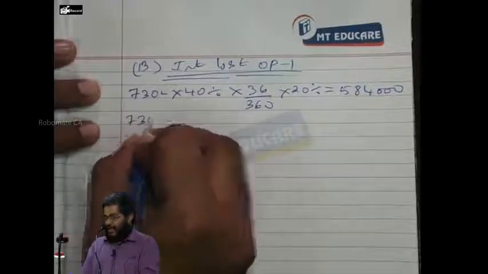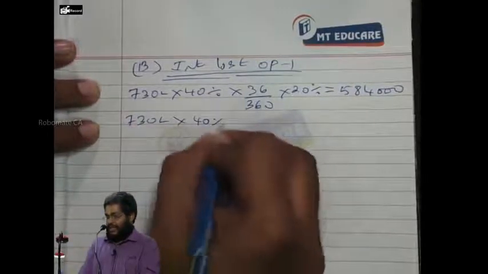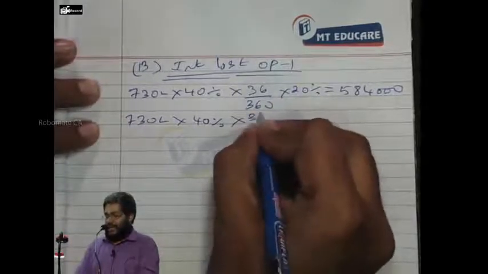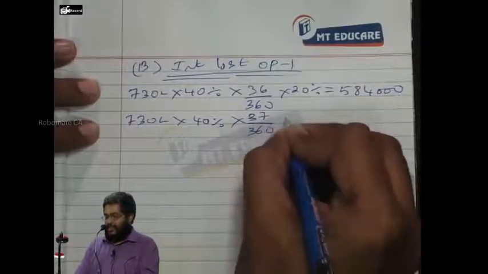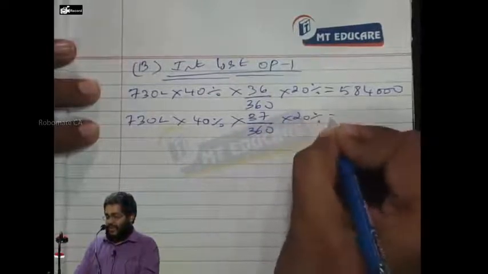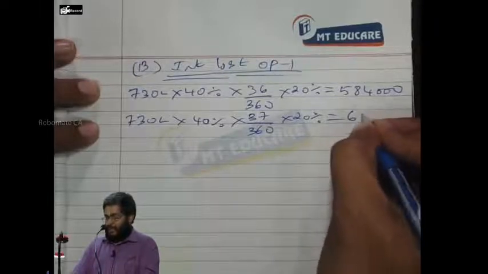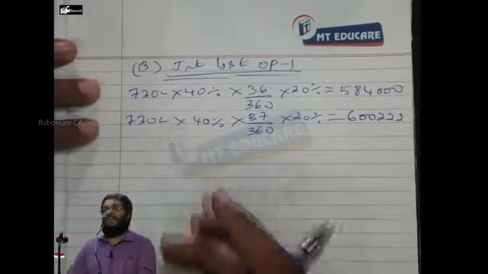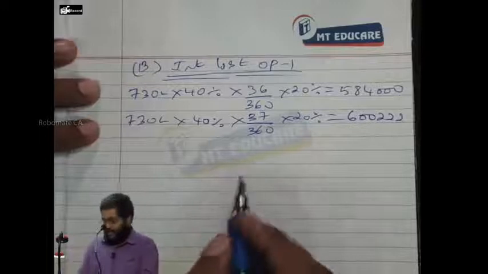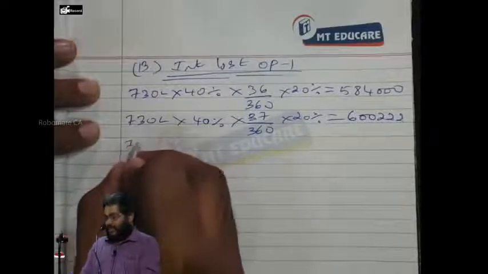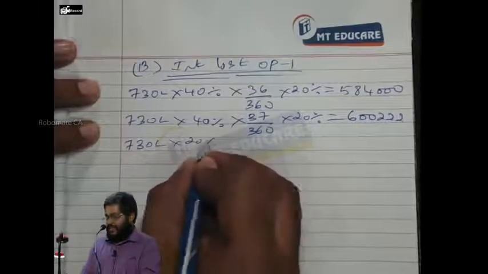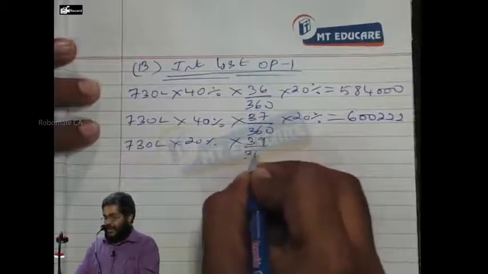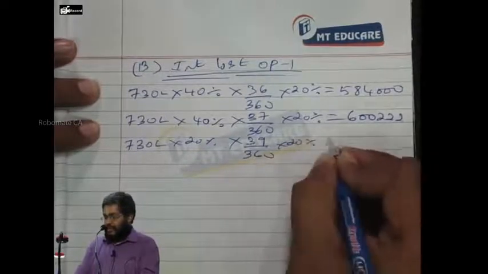For another 40% of the sales, 730 lakhs into 40%. The delay in invoicing is how many days? 1 day. I collect after how many days? 37 days of sales into 20%. Tell me the number. 6,00,222. Yes or no? Now, last. For the balance 20% of the sales, the delay in invoicing is 3 days. So what is the debt collection period? 39 by 360 into 20%. Tell me the number.